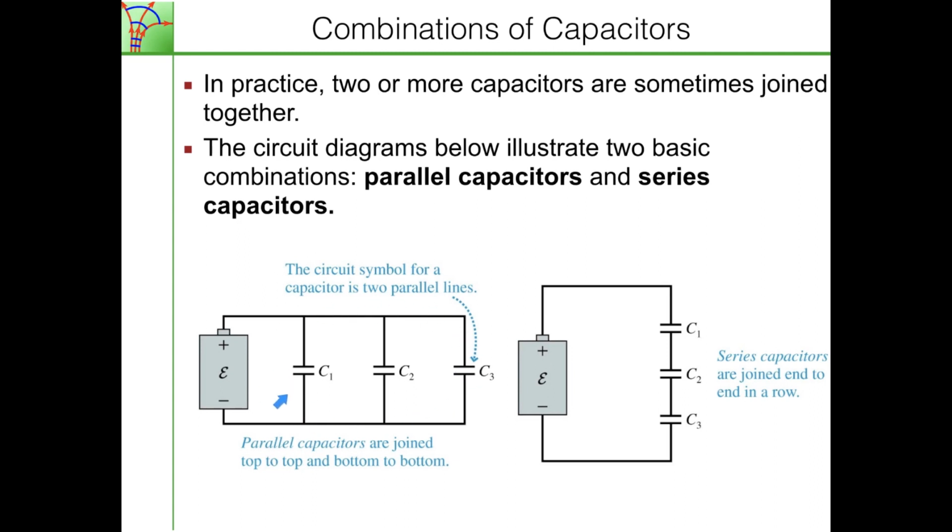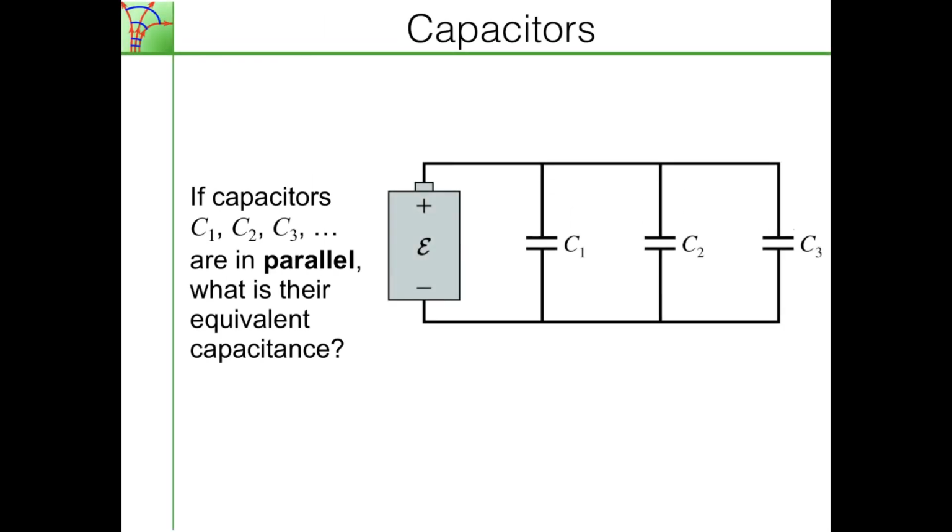Sometimes you'll have a circuit with lots of capacitors in it, and you want to know what's the equivalent single capacitance of it. So these 3 are in parallel because the battery is attached across each of them individually. If they were attached in series, the battery would be attached to one, and then the voltage across all 3 of them would add up to E. So we're going to look at the equivalent capacitance for parallel and series, starting with 3 in parallel.